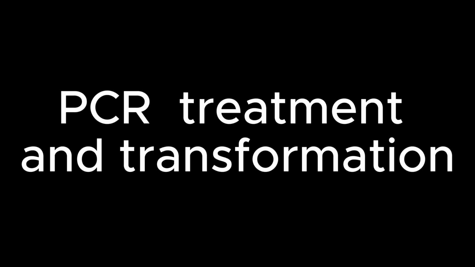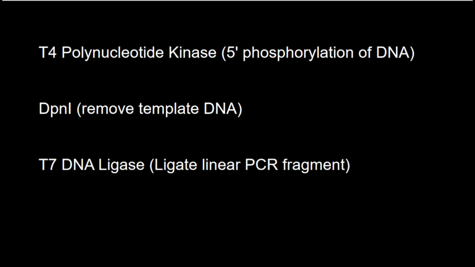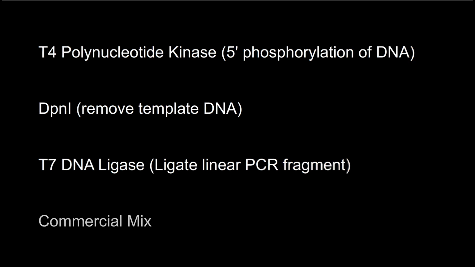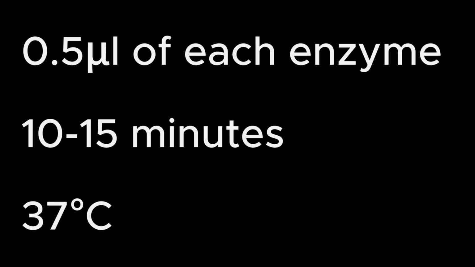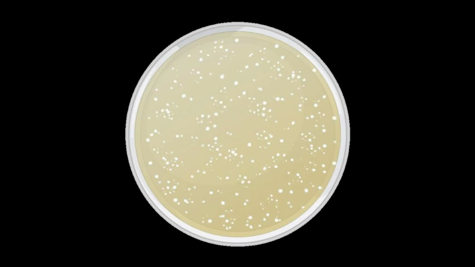After PCR, you need to process your linear DNA before transformation. Use a mix of T4 polynucleotide kinase to phosphorylate the ends, DPN1 to remove the methylated template, and ligase to circularize the plasmid. Using a commercial master mix for this step can save you time. However, if you opt for the homebrew method, simply add 0.5 microliters of each enzyme, and incubate for 10 to 15 minutes at 37 degrees Celsius to get your product ready for transformation.